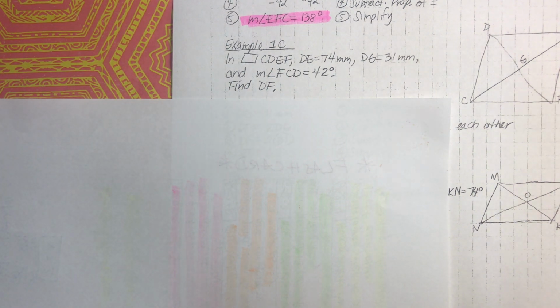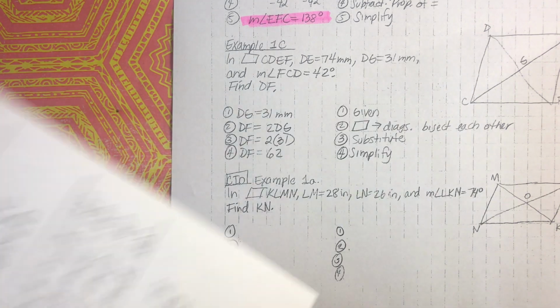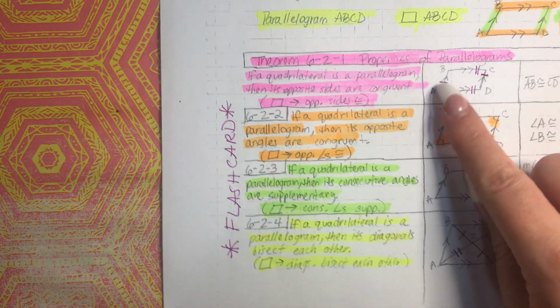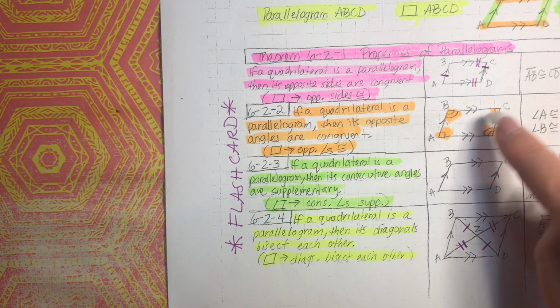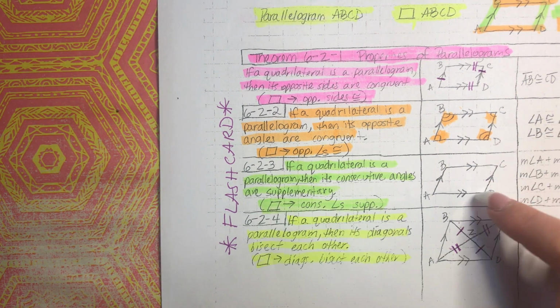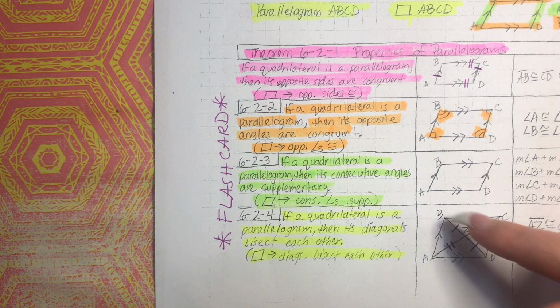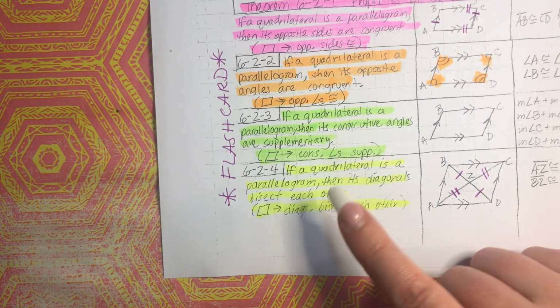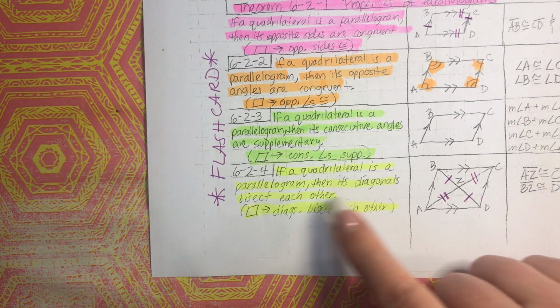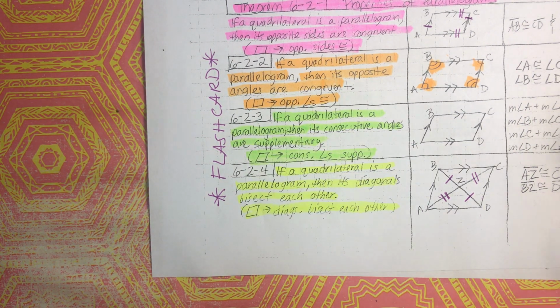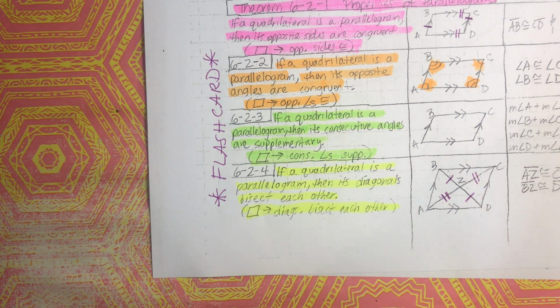Okay, so what do you think? Which of these do you think we're going to be using? Do you think we're going to be using opposite sides are congruent? No. Opposite angles? No. Consecutive angles? No. We're talking about a diagonal. So when you're talking about a diagonal, you're going to use this one: if a quadrilateral is a parallelogram, then its diagonals bisect each other. Okay? So that's going to be the one that we're going to use.